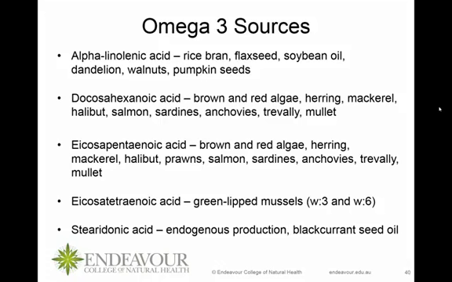Omega-3 sources: rice bran, flaxseed, soybean oil, dandelion, walnuts, pumpkin seeds. Docosahexaenoic acid, so your longer chain derivative. Some food sources here, so brown and red algae, and essentially the rest we're looking at oily fish, so mackerel, halibut, salmon and so forth. Eicosapentaenoic acid, same foods. Again, your brown and red algae, and your oily fish, and they're listed there as well. Eicosapentaenoic acid is also in green lip mussels for instance, and stearidonic acid, endogenous production, and also contained in blackcurrant seed oil.